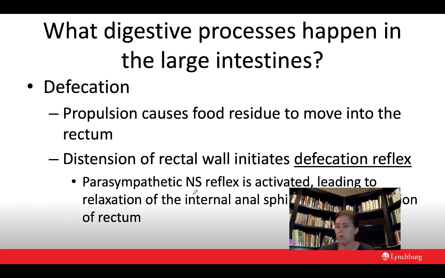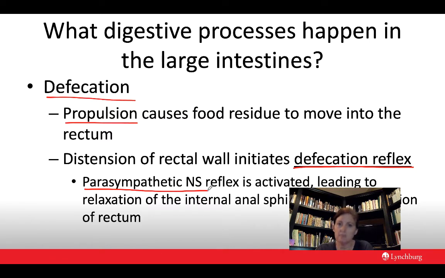And then our final process in the large intestines is defecation. Propulsion is going to take care of moving all of our food, or the residue of our food, all the way down to the rectum and then eventually to the anus. When that food residue gets to the rectum, it's going to distend the rectal wall. It stretches it, and we've got receptors that detect that stretch, and that's going to initiate what we call the defecation reflex.